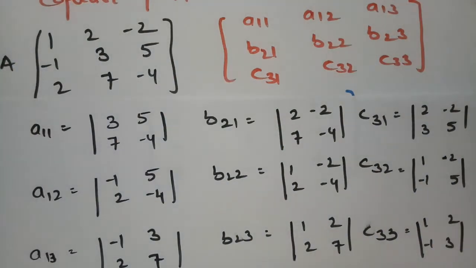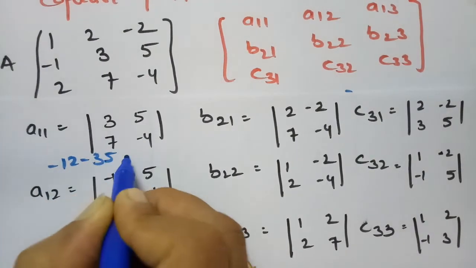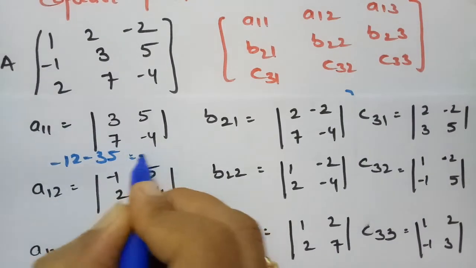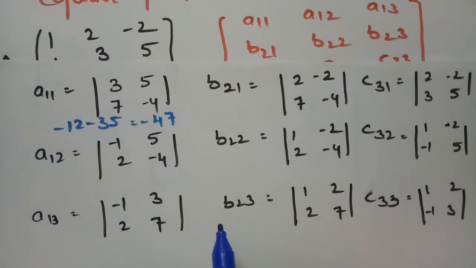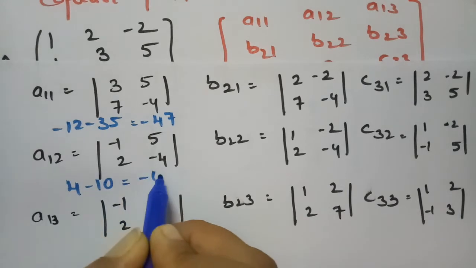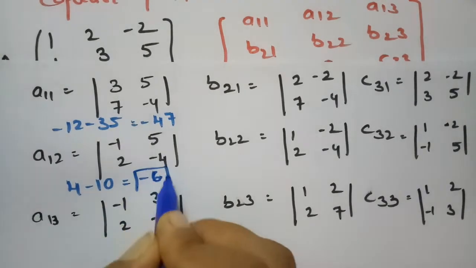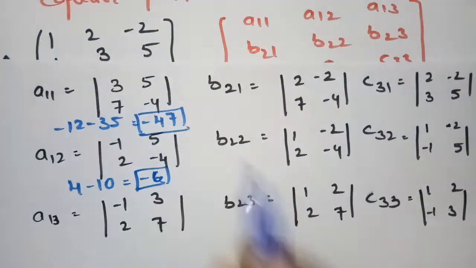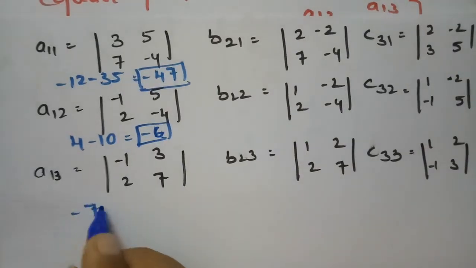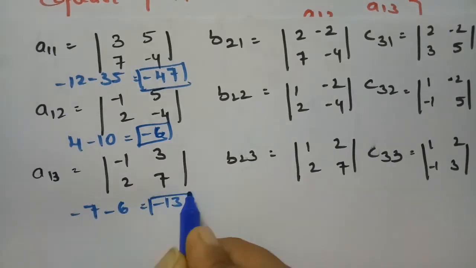So now I want the values for this. So this is minus 12 minus 35. So this value is minus 47. And the next value here is plus 4 minus 10. So the value here is minus 6. And see here, this is minus 7 minus 6. The value here is minus 13.